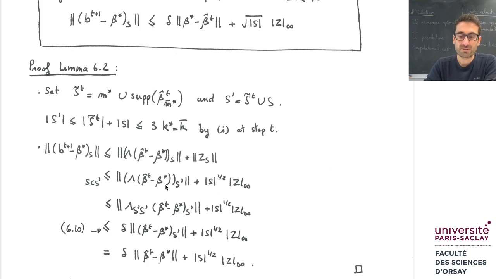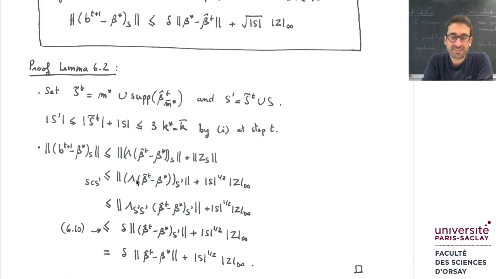So this quantity is exactly equal to this quantity. This should be equal, right? I have not changed anything. For this S prime, this is just due to the fact that we are only looking at the entries in S prime, and for these two S prime here, this is only due to the fact that the support of this vector is included in S tilde t, which is included in S prime.